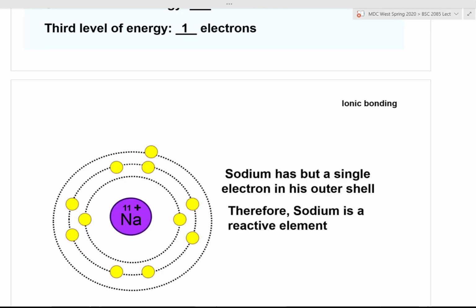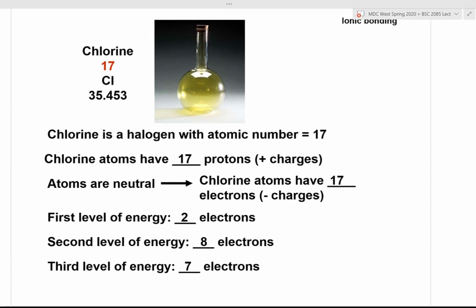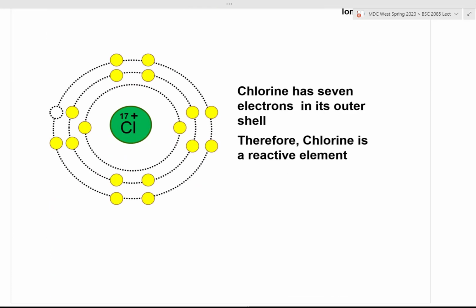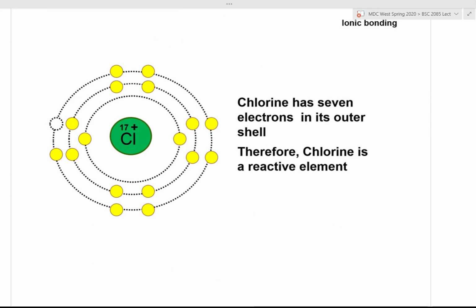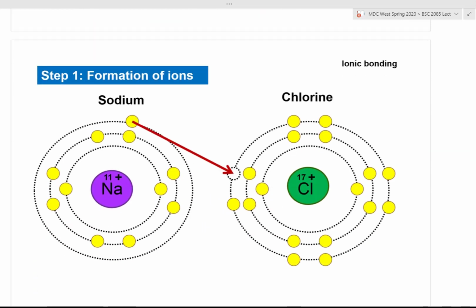And of course, you have the properties of sodium. You have the properties of chloride. And then, of course, chloride has what? 7 electrons in its outer shell. So that means that chloride is missing 1 on the outside. So if it's missing, what does it need? It needs to bind to something that gives it one.